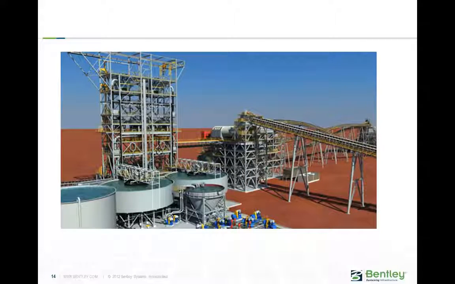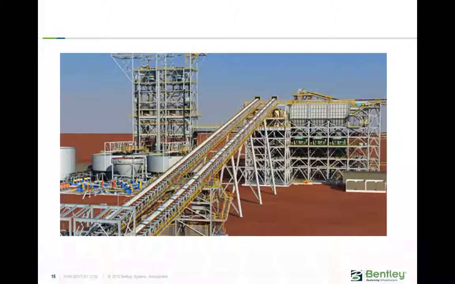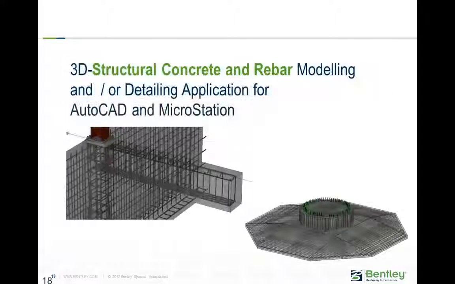Working with a 3D model enabled T&G to visualize and communicate design concepts and perform clash detection. ProSteel integrated seamlessly with other software, enabling T&G to add value for Fortescue Metal Group. Modeling in 3D saved an estimated 30% in time compared to designing in 2D, with an overall cost saving of about 20%. So what is ProConcrete?